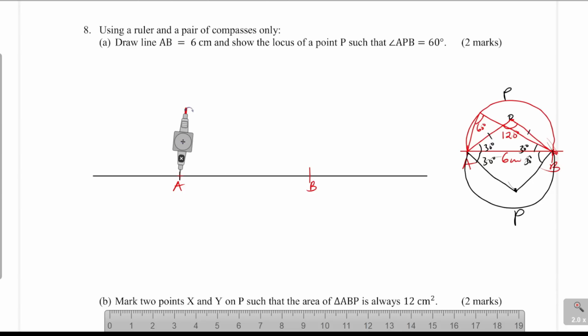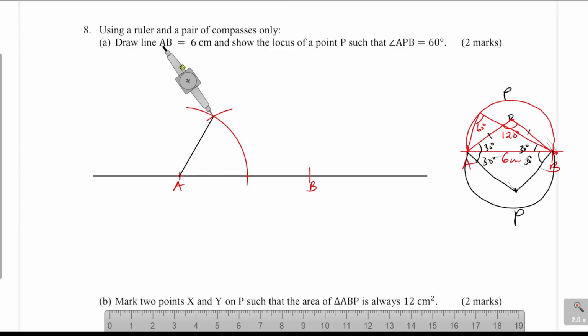So you just open any radius, you mark an arc there, and then with the same radius, you stand at that point, and then you cut that arc. So when you join these points here, that one is 60 degrees. So you bisect that 60 to have 30.